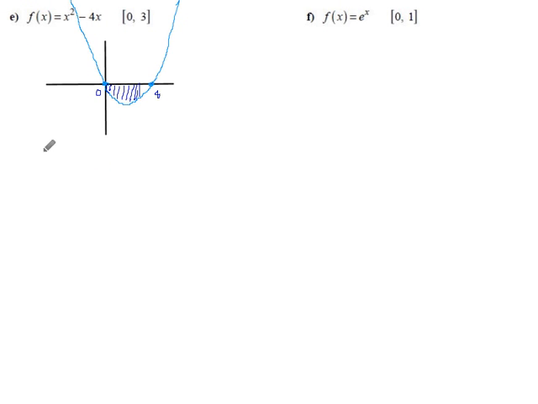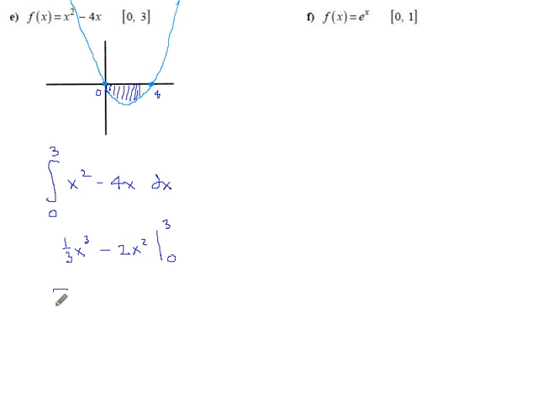So the area under, or over in this case, is the integral of x squared minus 4x dx from 0 to 3. So, antiderivative. Power up by 1, divide by the new power, power up by 1, divide by the new power. 4 divided by 2 is 2. And we have to evaluate that at 3 and at 0.